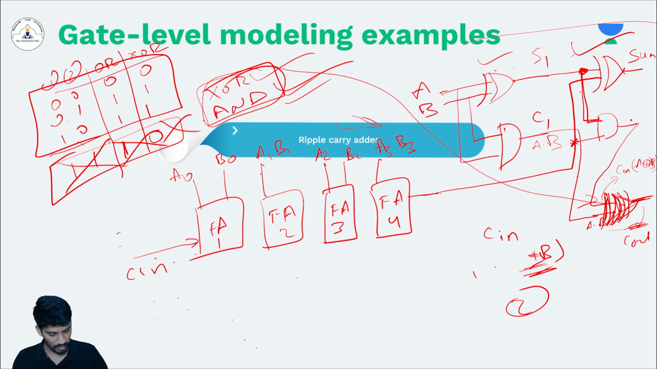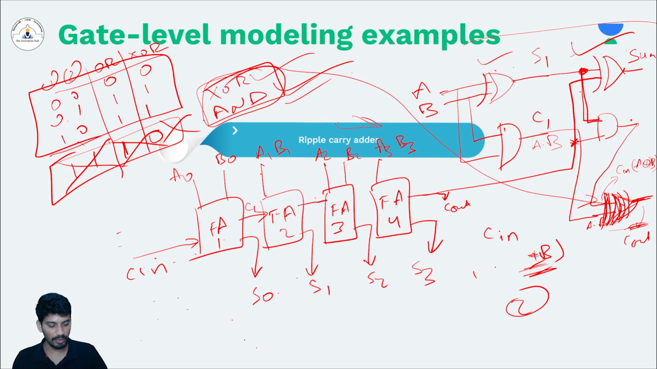It has a single-bit carry out and 4-bit sum out, right? The 4-bit sum out will come like this: S3, S2, S1, S0. These are the 4 outputs, and then the carry of each stage will ripple. That is what ripple carry means, right? It will ripple from one stage to another. C1, C2, C3, and finally this is C out. So this is the schematic of the ripple carry adder.